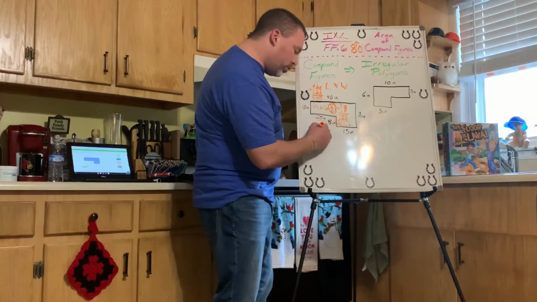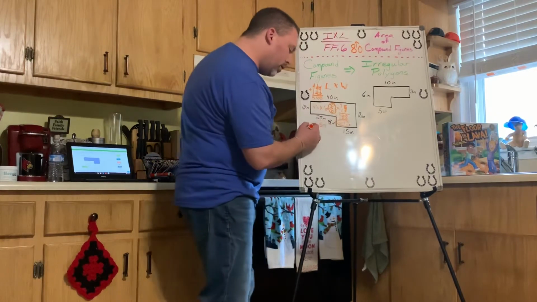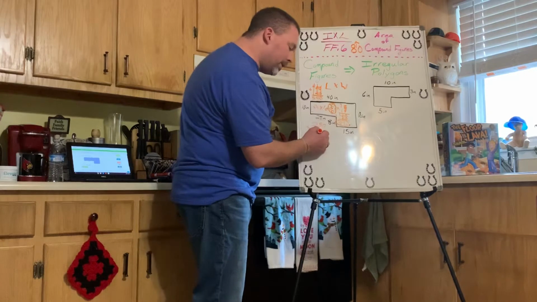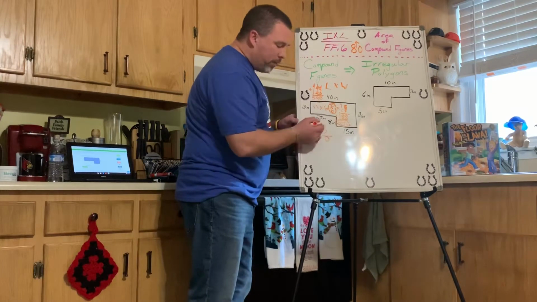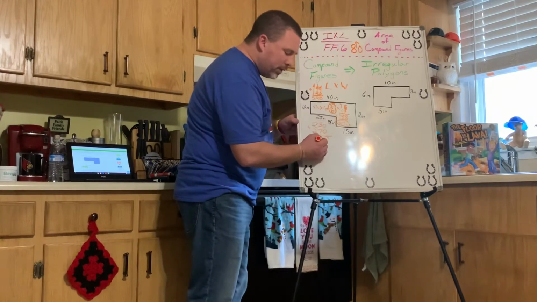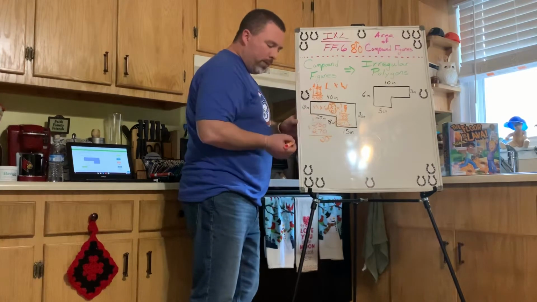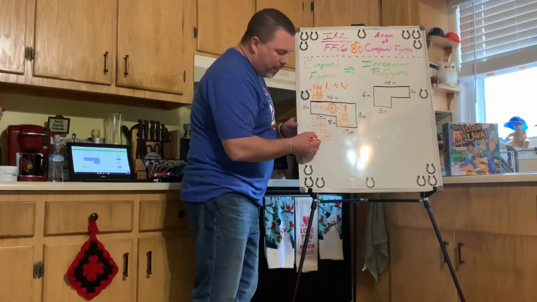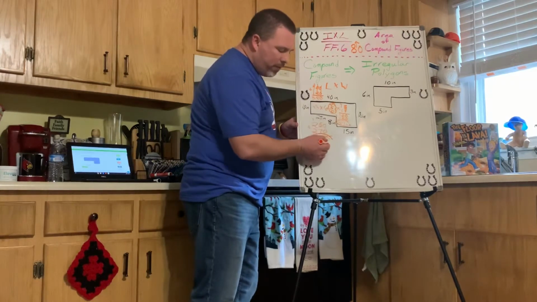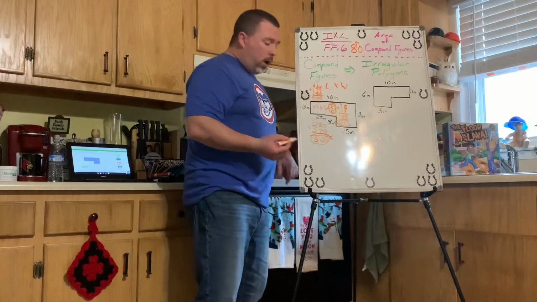Let's add those together. 250 plus 270. 0 plus 0 is 0. 5 plus 7 is 12. We carry the 1. 1 plus 2 is 3. 3 plus 2 is 5. The answer, 520. What do you know?